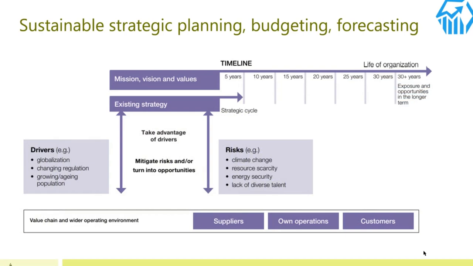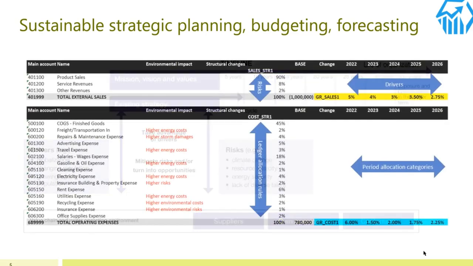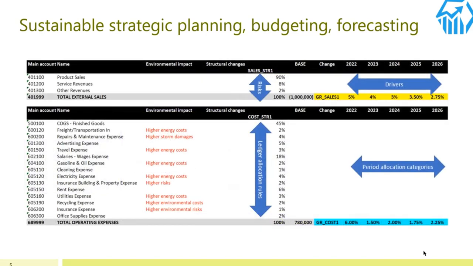So in the previous blog post, we had a look at different drivers such as growing or aging population, globalization, changing regulations that have an impact on our long-term strategic planning and different risks, such as climate change, higher energy costs, and so on, and what they mean for the relative importance of the costs within our corporate structure, but also over time. And what we did was something like this.